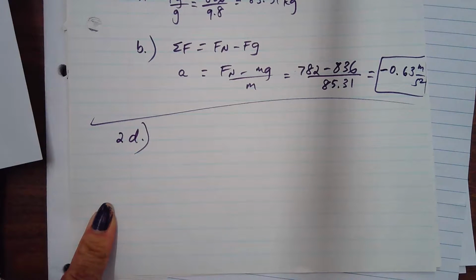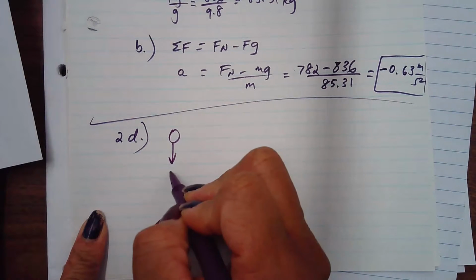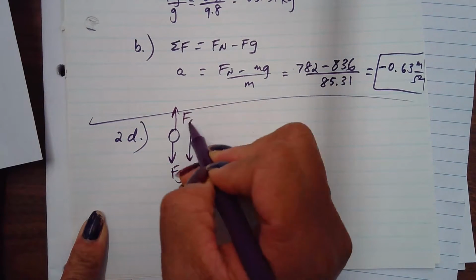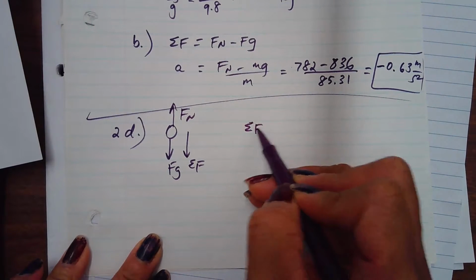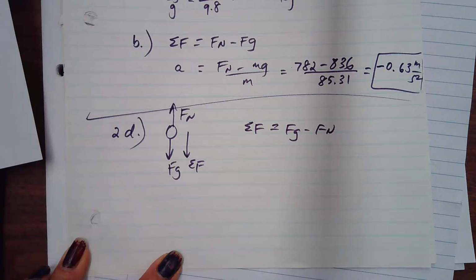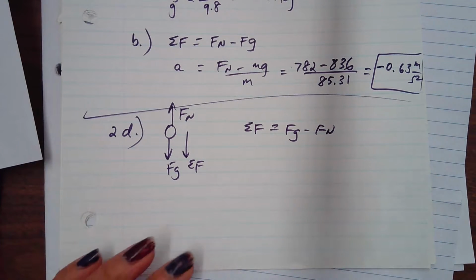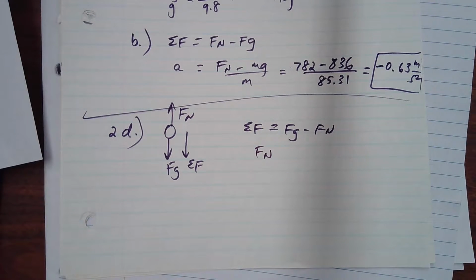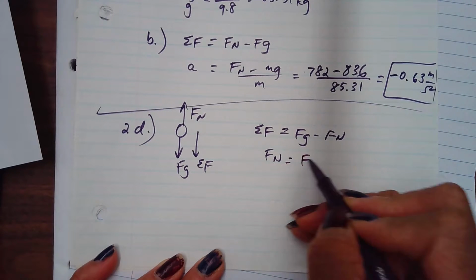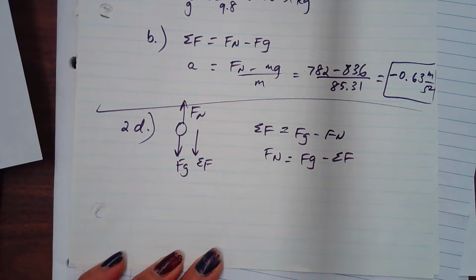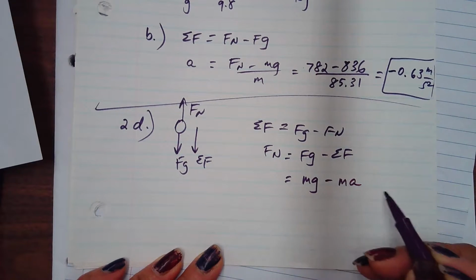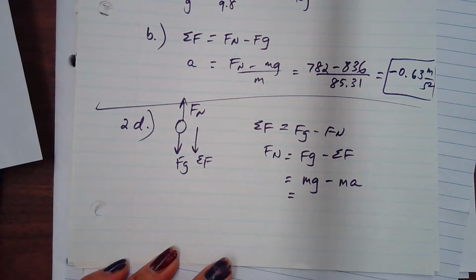Okay, so what's happening? The elevator is going down, so a quick FBD here. So you got your Fg, you got your net force because it's going down now. You got your Fn, apparent weight. Quick formula here: net force is equal to Fg minus Fn. It says, what does the scale read? We're looking for the Fn. That's the apparent weight. So isolating your normal force, you have Fg minus net force. Okay? So Fg, mg, minus ma.